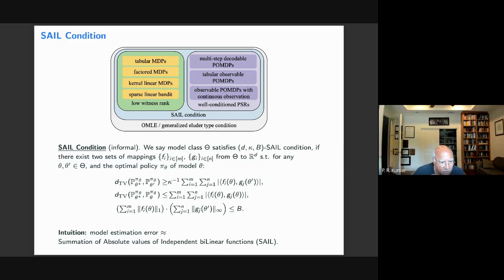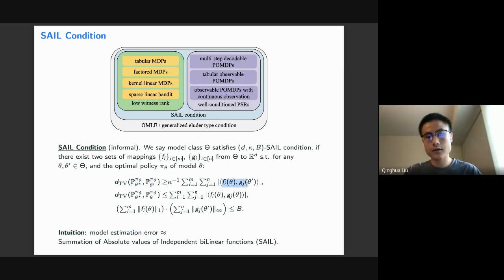So in your first condition, let's take theta and theta prime to be the same. Then if there is an optimal policy for theta prime, you're saying that you can distinguish theta prime and theta star. So you don't have a closed loop identifiability problem. That's what you're saying? It might not always. It depends on your feature mappings F and G. It might be the case that the inner product between these two feature mappings is 0. In that case, you cannot separate these two models.